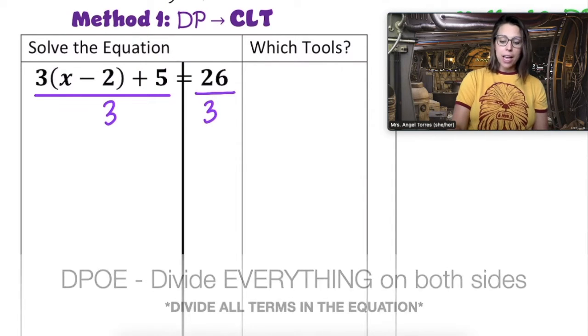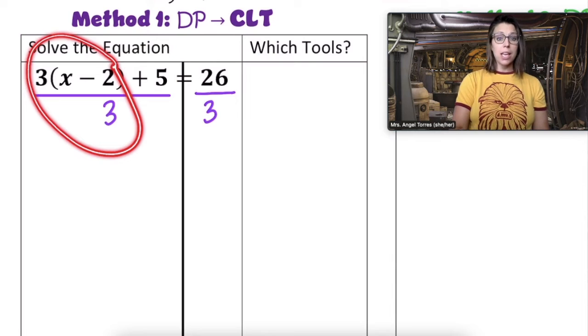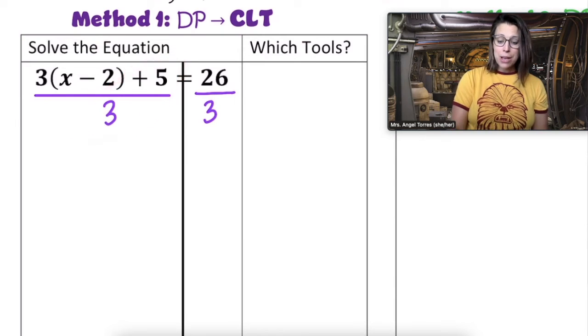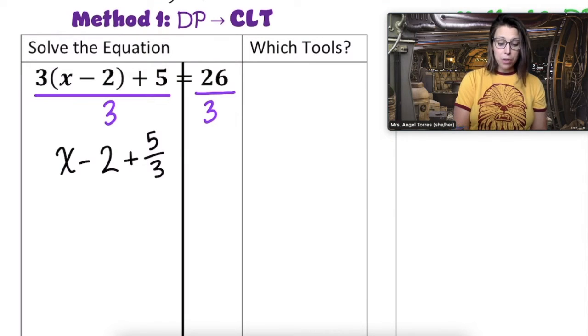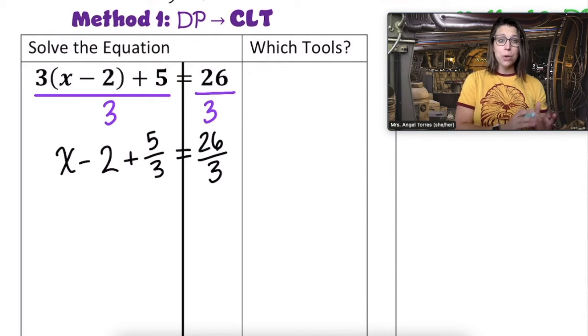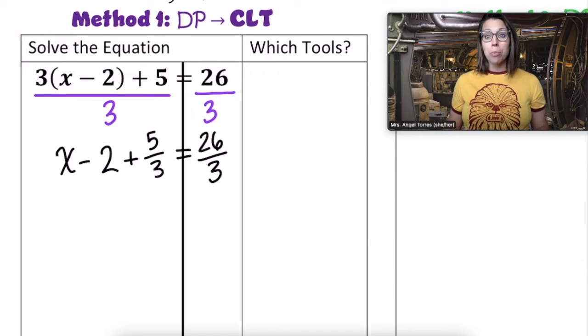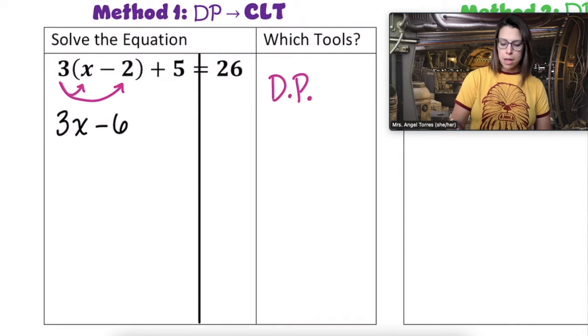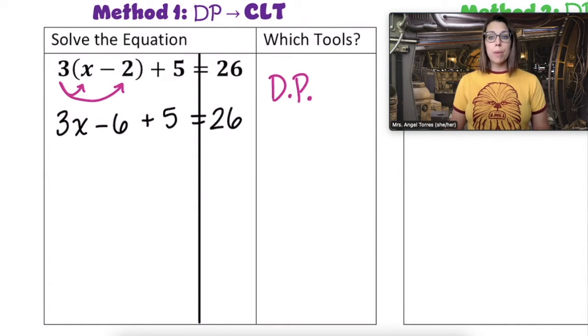I would have to divide this group in product by 3. I'd have to divide 26 by 3, and I'd have to divide 5 by 3. So it's possible, but then my equation is x minus 2 plus 5 thirds equals 26 thirds. And I'm going to guess that most of you do not like working with fractions. So in this case, if you have a group and a term outside of the group, I always recommend using distributive property first. So starting with distributive property, 3 times x and 3 times a minus 2. And now I have my new equation.